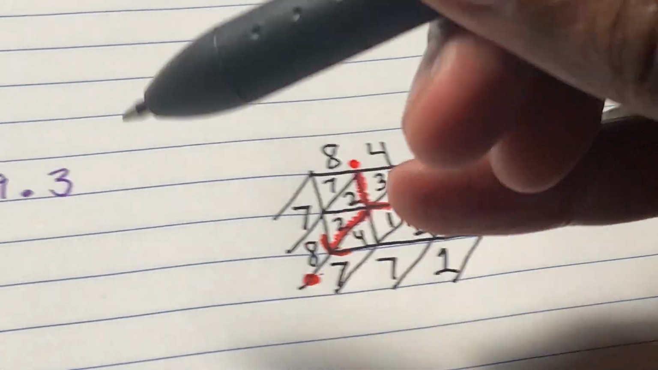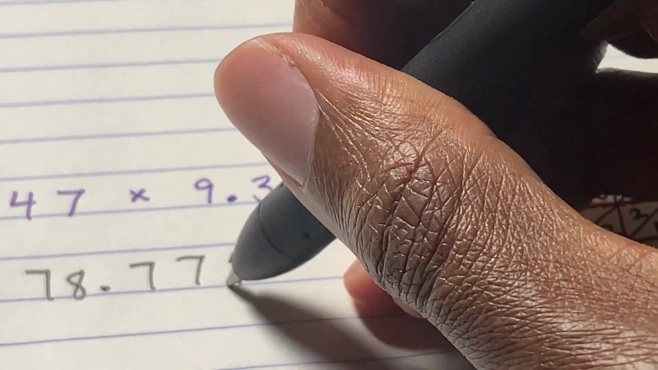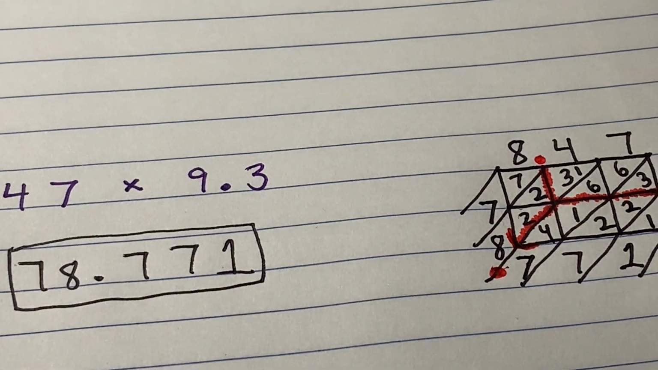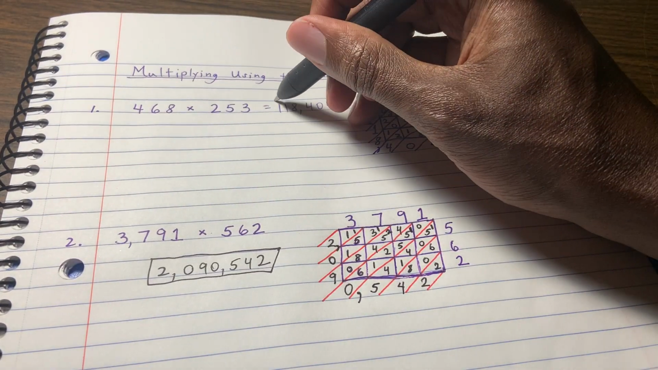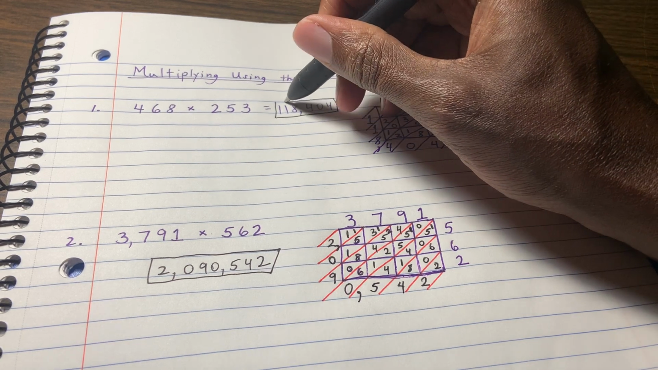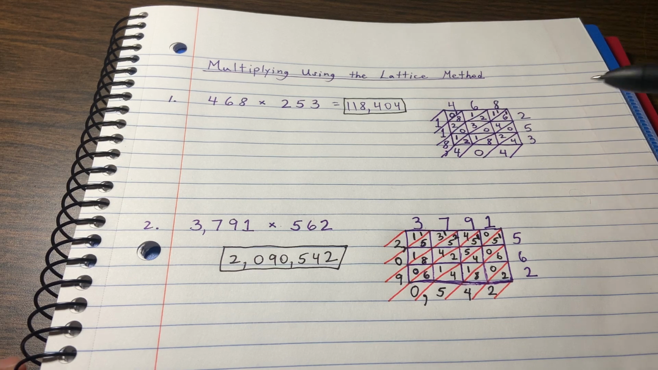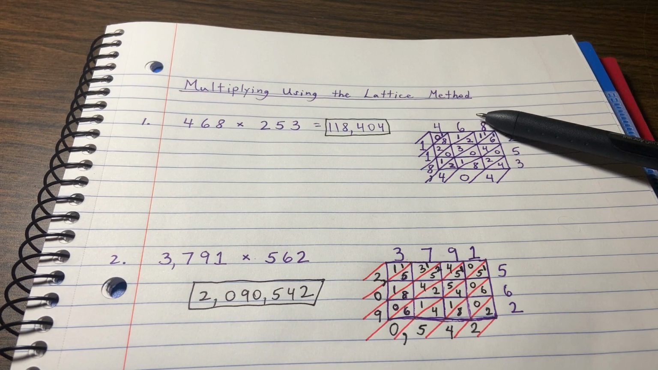So let's put the answer over here. So 78.771. And there we have it. Okay? And folks, there it is. As a matter of fact, I just realized, whoops, sorry. I forgot to box my first answer up here. So ladies and gentlemen, that's how you multiply whole numbers and decimal numbers using the lattice method.